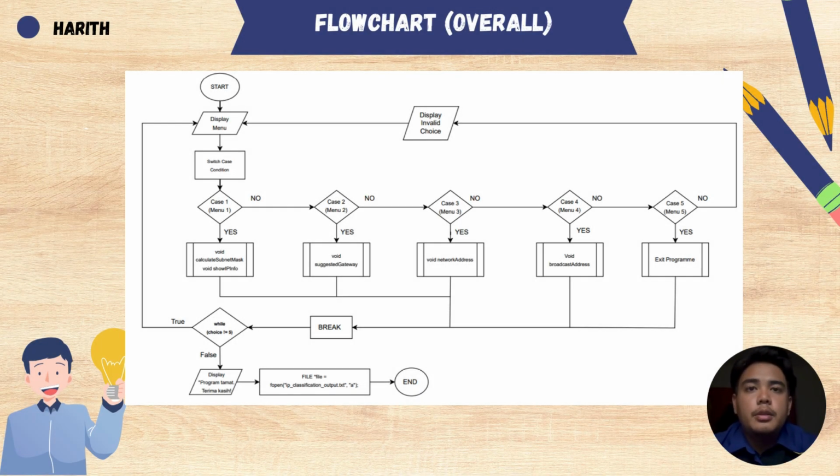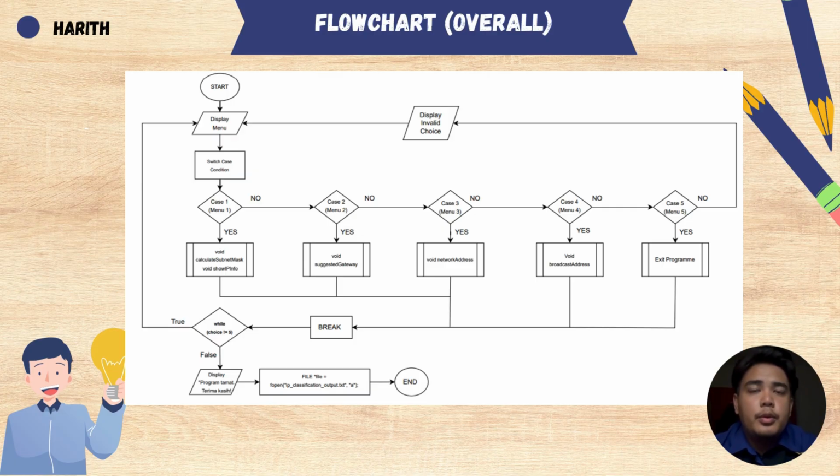So next, I will talk about the overall flowchart, in which the program starts by displaying the main menu to the user. It then uses a switch case condition to determine the user selection. There are 5 menu options: number 1 is calculate subnet mask and IP profile, menu 2 is suggest a default gateway, 3 is determine the network address, 4 is determine the broadcast address, and menu 5 is exit program.